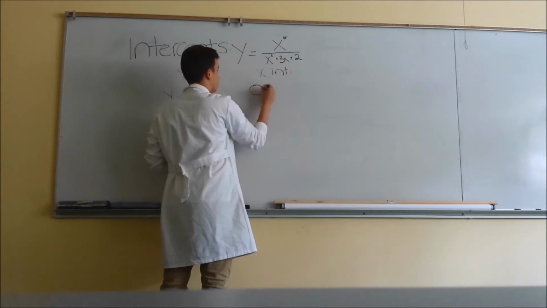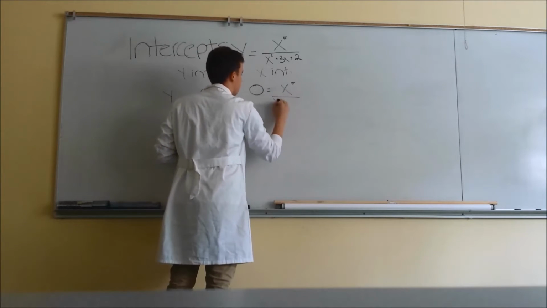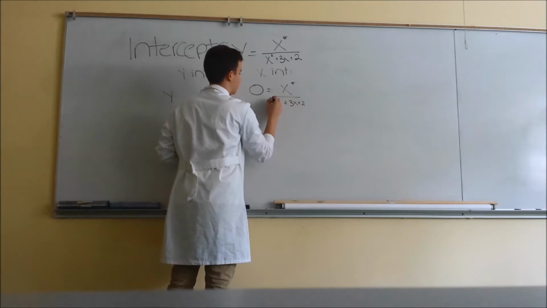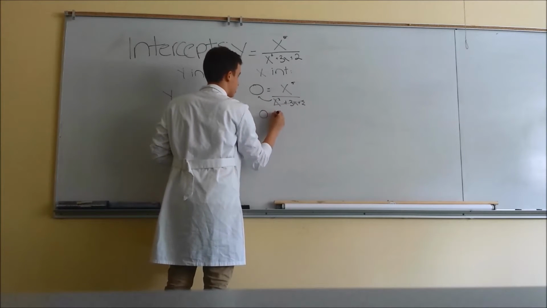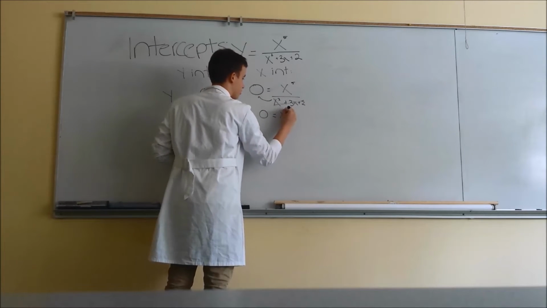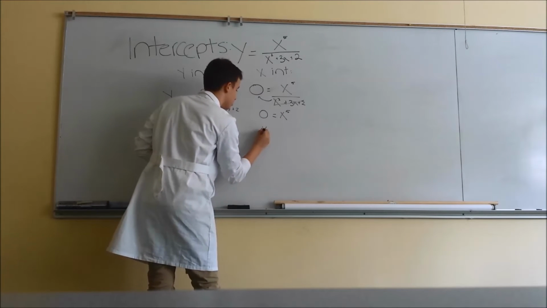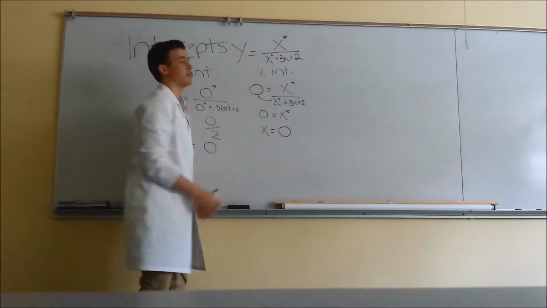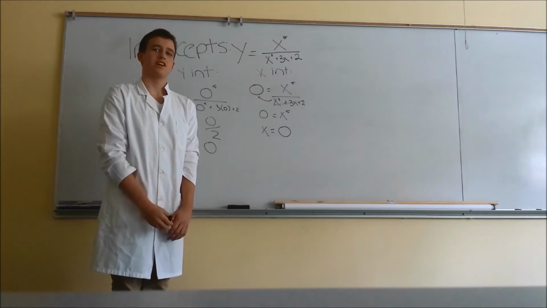we plug in 0 for the y value, and we leave the x values as they are. And then we cross multiply this over, and this crosses out, and we get 0 is equal to x to the power of 5. And if you take the 5th root of 0, it is still 0. So x is equal to 0. And that is our x-intercept for our function x to the power of 5 over x squared plus 3x plus 2.